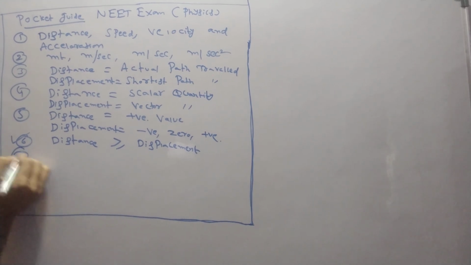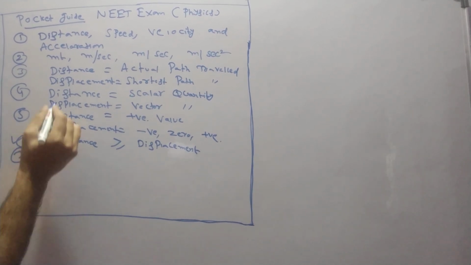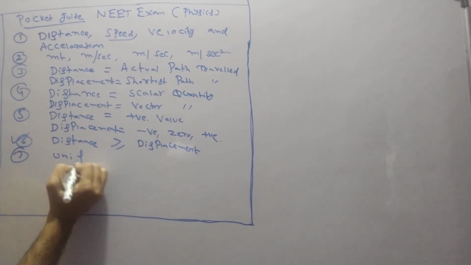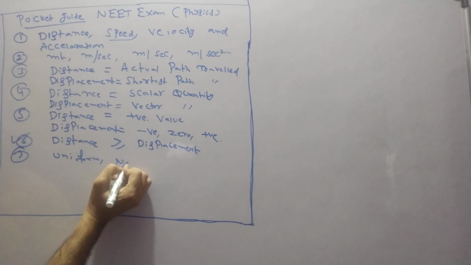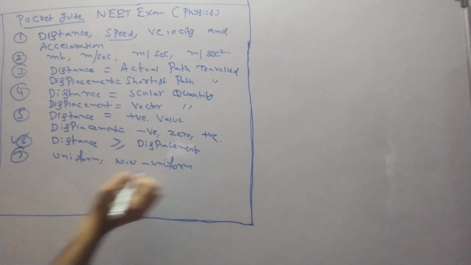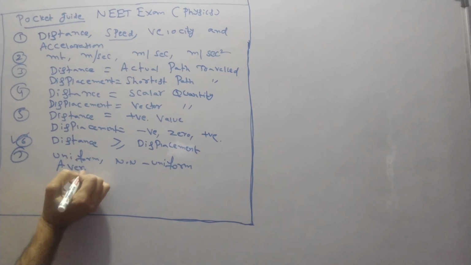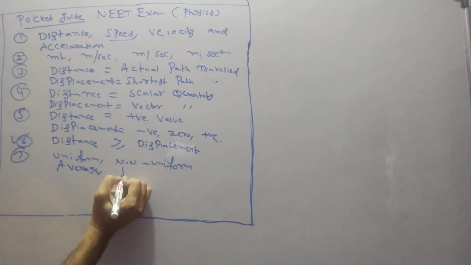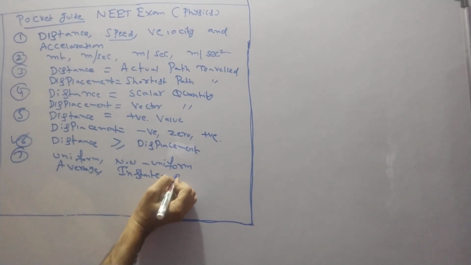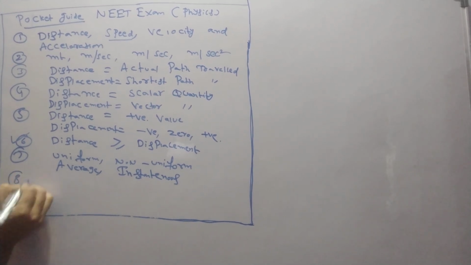Next, types of speed: uniform, non-uniform, average, and instantaneous. So these are the types of speed. Next is the eighth one.